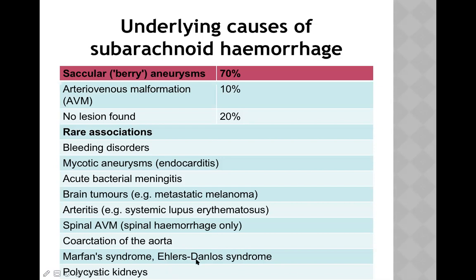Marfan syndrome and Ehlers-Danlos syndrome are other types of connective tissue disorder where a blood vessel wall can become weaker. They can develop aneurysm and they can rupture. Polycystic kidney is one of the associations with berry aneurysm. We have studied that before. Berry aneurysm is commonly found in a patient with polycystic kidney disease. So that's the connection. So give one or two reasons so that you do not forget it easily. That's the way. So the number one or the most important cause is berry aneurysm rupture.